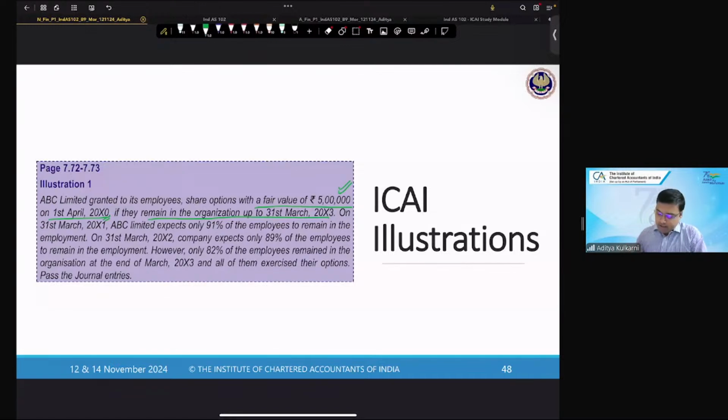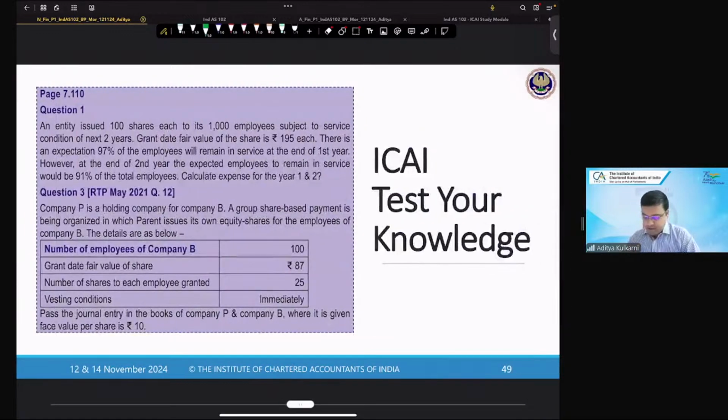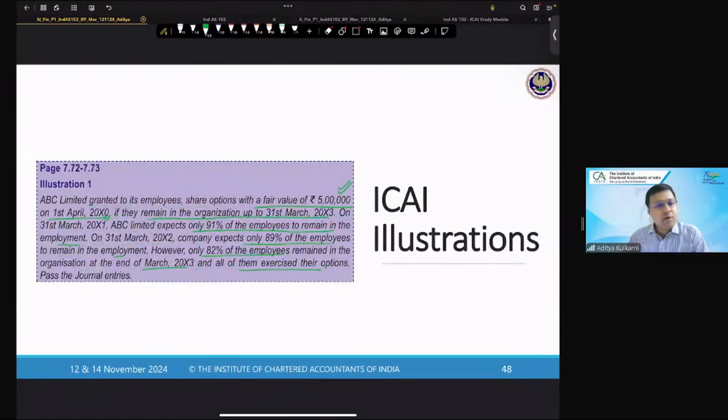On 31st March X1, ABC expects 91% of employees to remain in employment. On 31st March X2, it expects only 89% to remain in employment. However, in the end, only 82% remained and all of them exercised their options. So pass the journal entries. Okay, all right. Is the question clear?